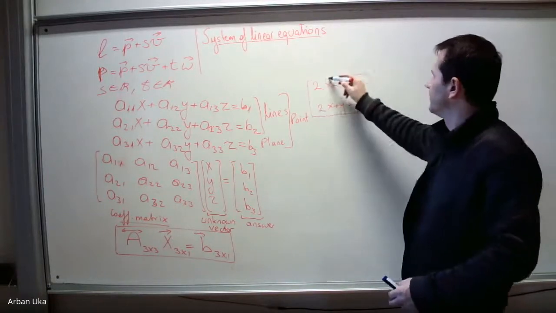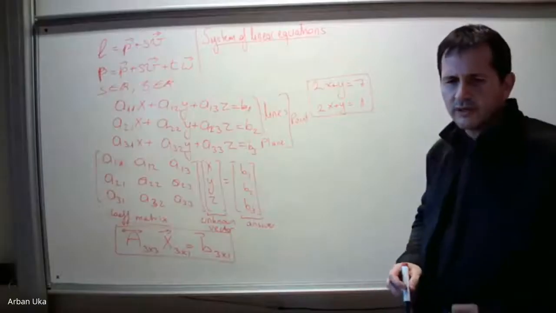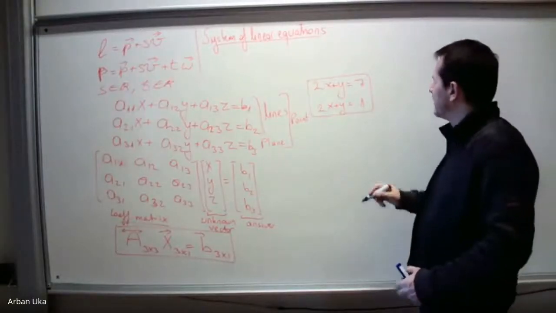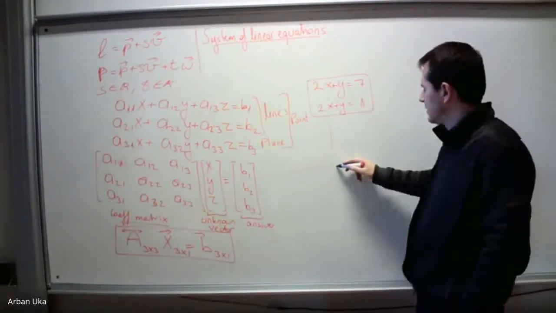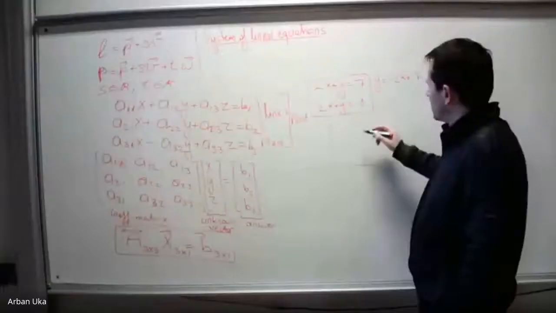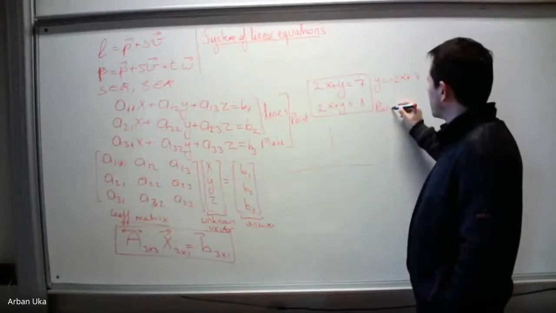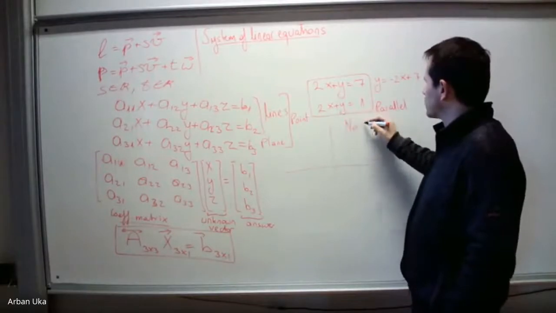Well, first we need to find x. There's no solution. Okay, so apparently we have no solution. Why is this the case? Because from the first expression, we get y, and the other one is not equal. They are parallel lines. There are two lines that are parallel to each other. They never intersect. So there is no solution.